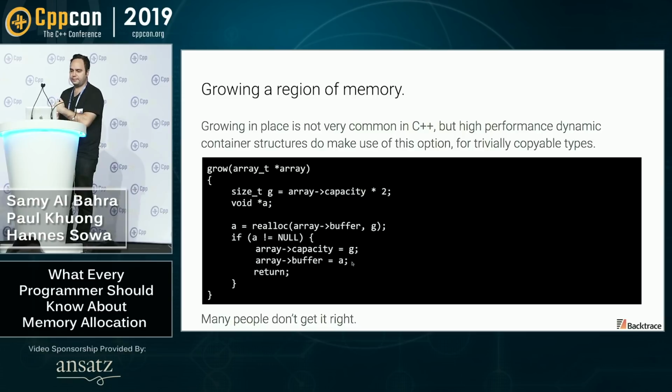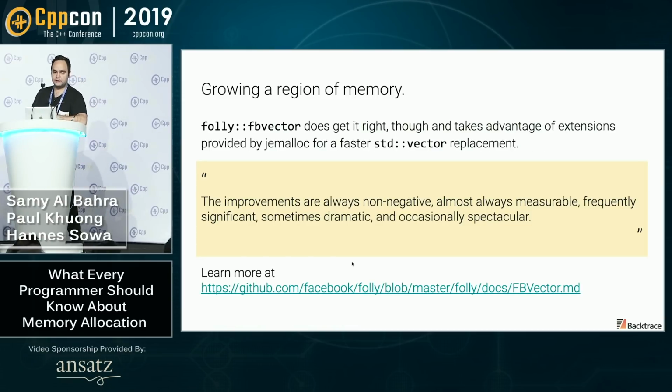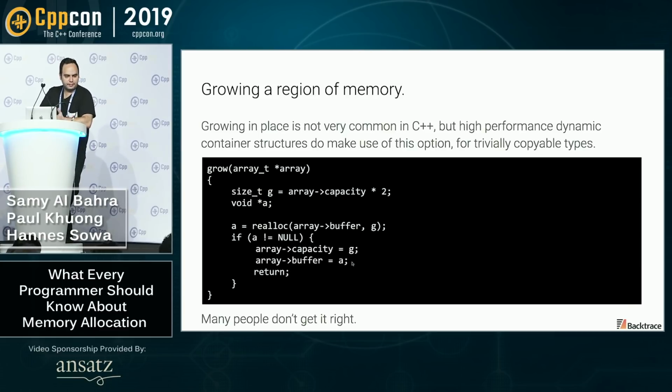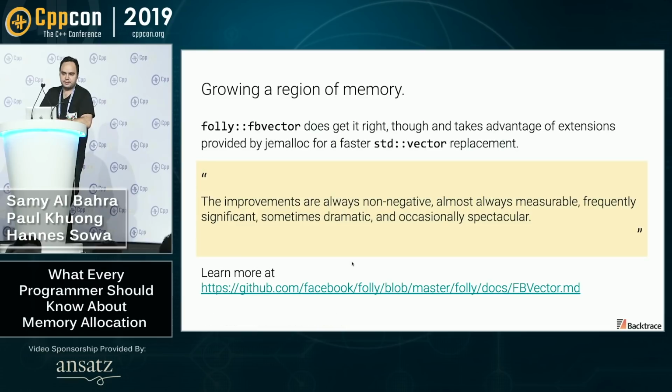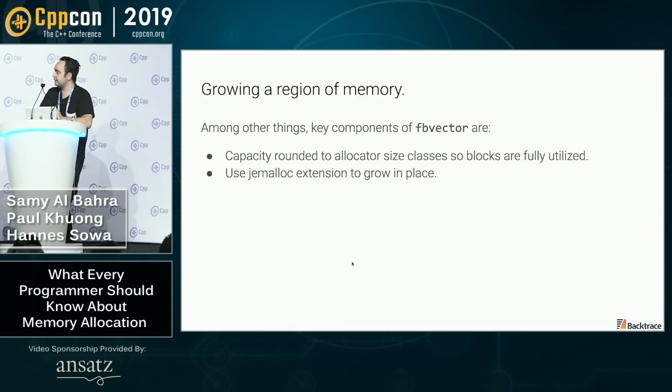All right, the other thing I want to talk about briefly is growing a region of memory. Most of us get it wrong, but some people do get it right. FBVector is a perfect example of a data structure that does get growing memory correct. One mistake, obviously, is just growing by 2, which has implications, but one of the key secrets to FBVector is that it is aware of the underlying allocator. It makes sure the capacity is always rounded to allocator size classes, so blocks are fully utilized. You don't have this internal fragmentation, and it uses allocator extensions to grow in place.